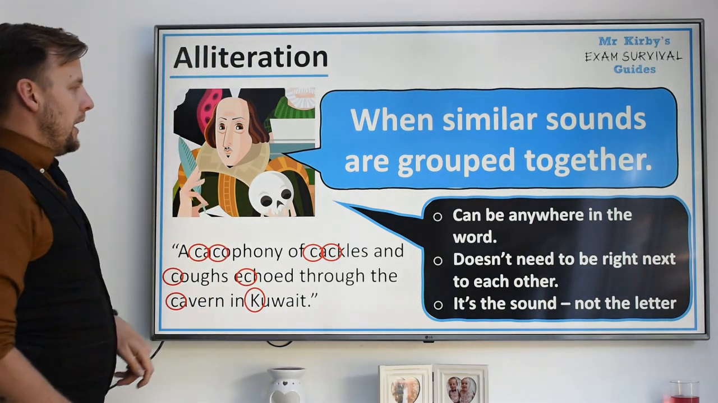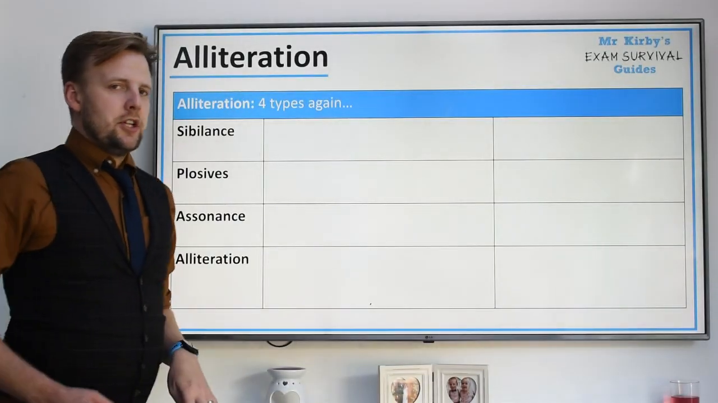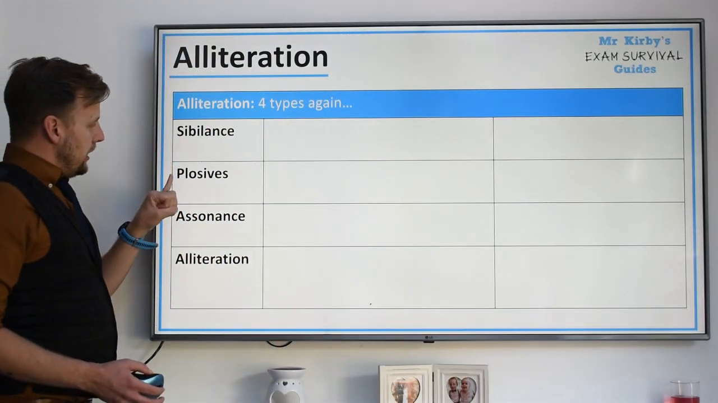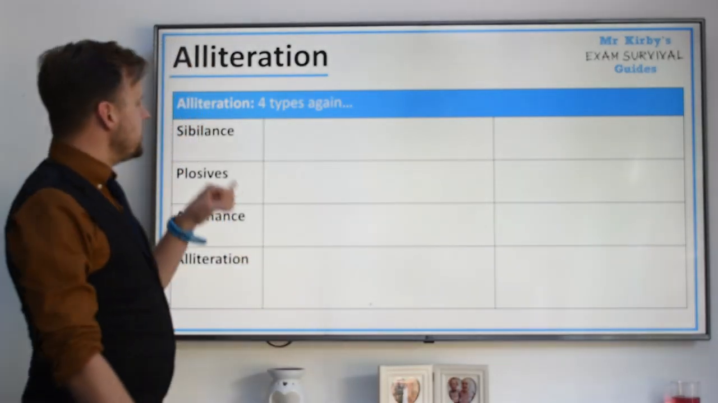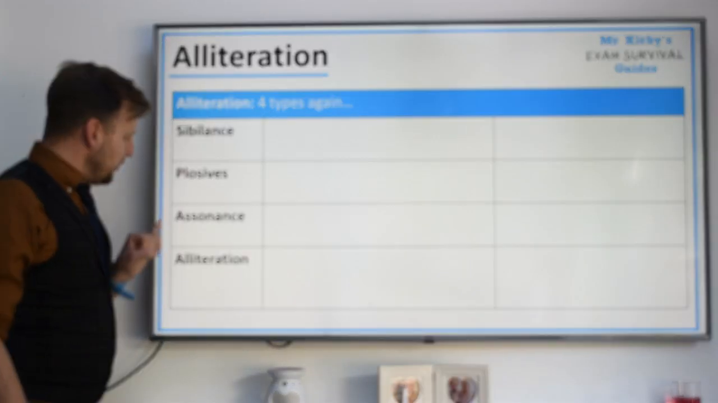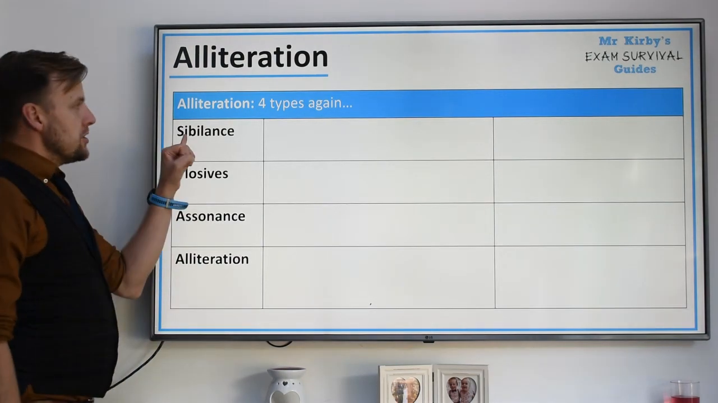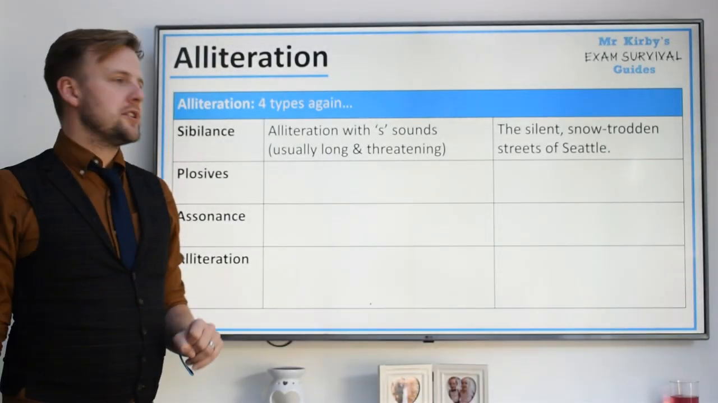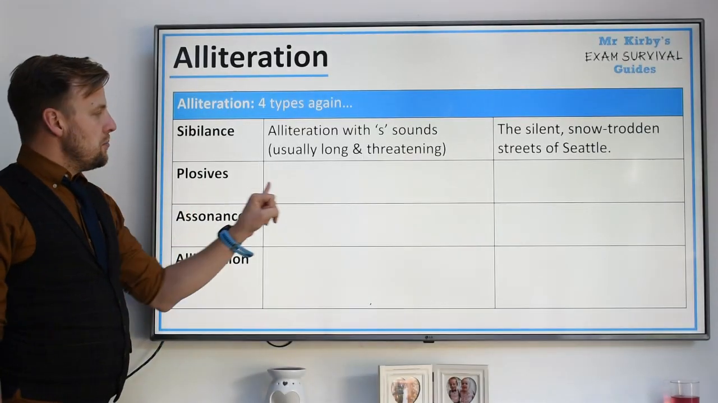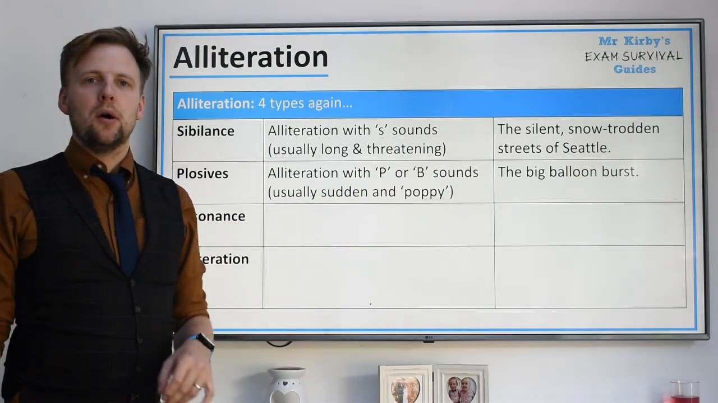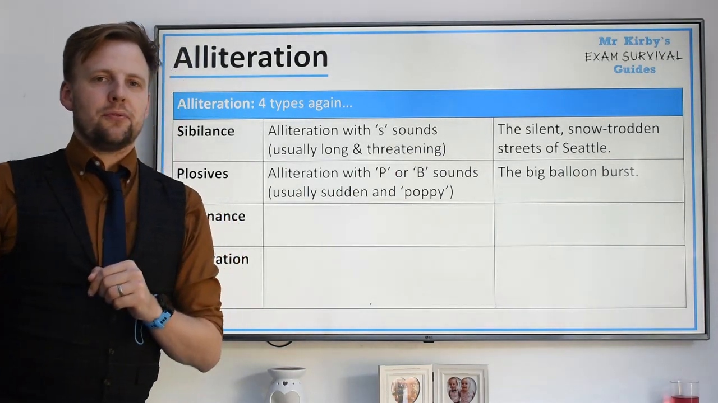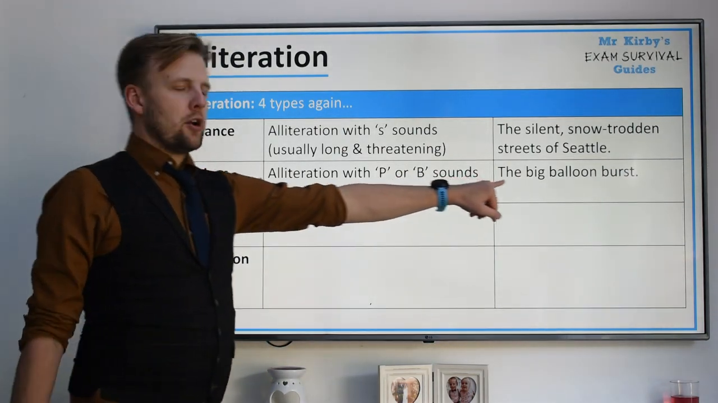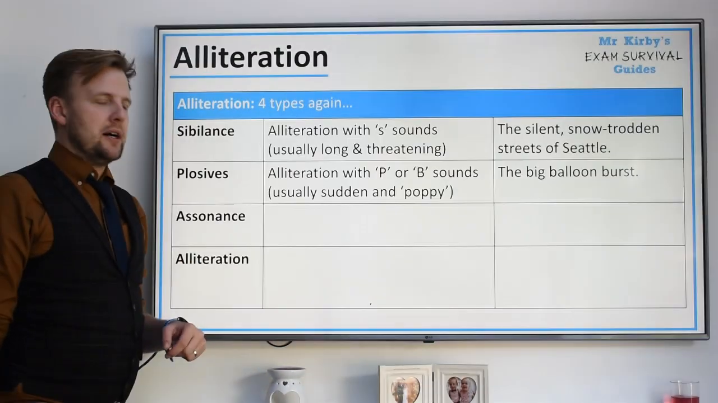Okay? Now, 4 types of alliteration for you to get your head around, and these are wonderful because the Lord of the English language gave you a massive clue with the first letter of each one. Okay? So sibilants, well, that's alliteration with S sounds. Silent, snow-trodden streets of Seattle. Plosives are any sounds that got a p or a b. Both of them you have to shut your mouth for a split second. For a split second you're not breathing. P, b. Okay? They're called plosives, the big balloon burst.